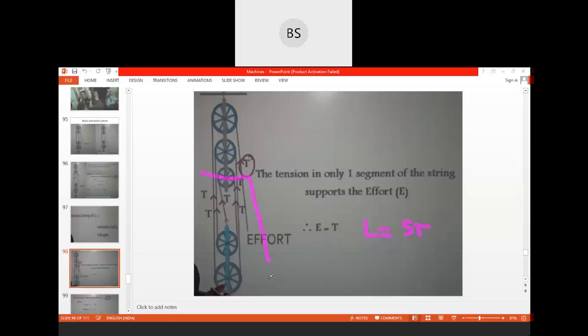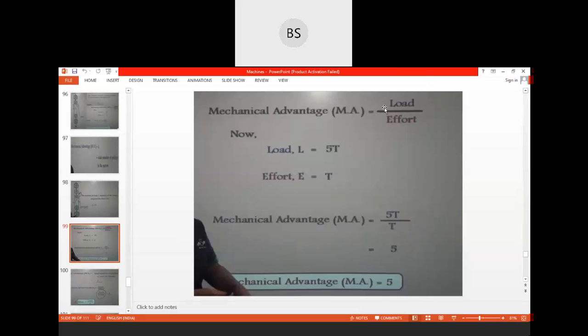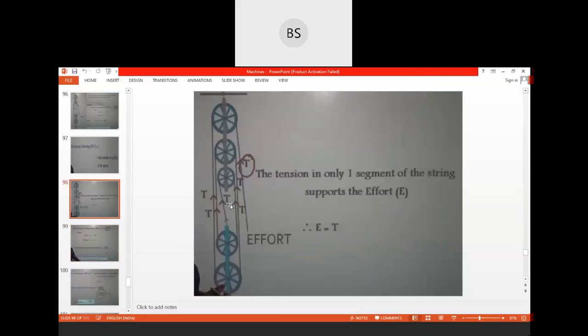5T. Correct. So now for mechanical advantage, what formula do we have to use, children? Yes, L by E, load divided by effort. So now substitute those values here. Mechanical advantage, MA is equal to load by effort. So L is equal to 5T, from the previous slide, and effort E is equal to T. So MA is equal to 5T by T. Here T and T get cancelled. So what is remaining? Answer is 5. Correct? So mechanical advantage is 5.